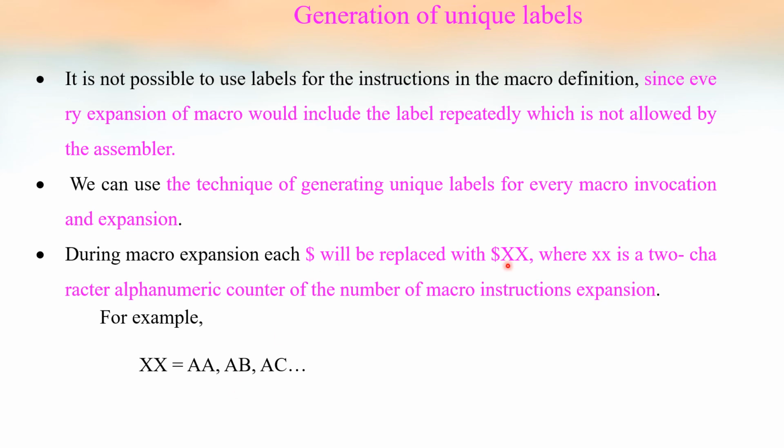Similar to that, here we are using an alphanumeric counter. Every label will be preceded by a dollar symbol, and when it gets expanded, an alphanumeric symbol will be attached to this label. We can use this technique of generating unique labels for every macro invocation and expansion. During macro expansion, each dollar will be replaced with $XX, where XX is a 2-character alphanumeric counter of the number of macro instruction expansions. This XX goes AA, AB, AC, AD, AE, etc. up to AZ. And next, after AZ, it is BA, BB, BC, etc.